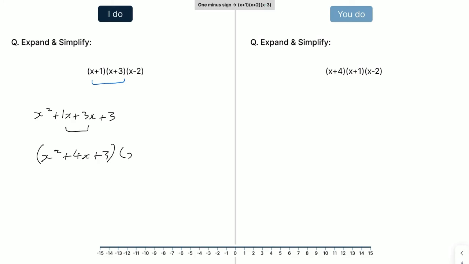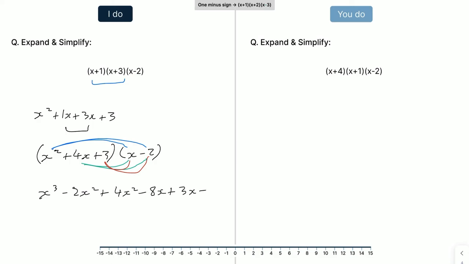Bring the other bracket down. So that's x minus 2. And now expand everything out like we did before. We can draw the guidelines on if they help. That times that, that times that. And then we are going to do the same with 4x. And finally, we are going to do the same with 3x. So that then gives us x cubed minus 2x squared plus 4x squared minus 8x plus 3x minus 6.